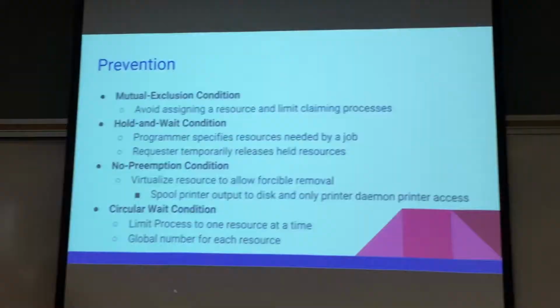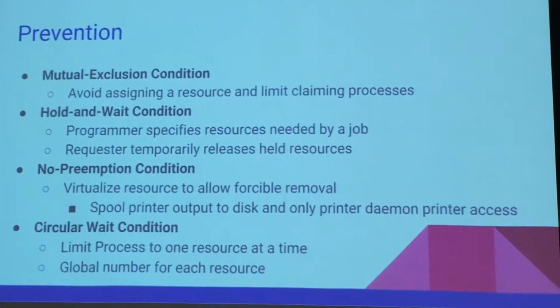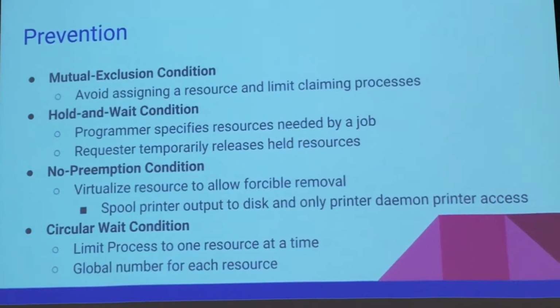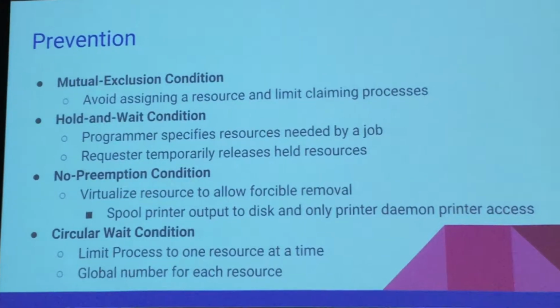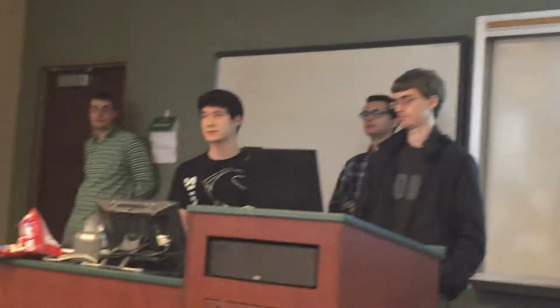So there are four conditions required for a deadlock to occur. To prevent it, couldn't we just block one of those conditions, and that would prevent the deadlock? Well, the first one, the mutual exclusion condition, is when a resource can only be used by one process. We can't prevent it entirely in this respect, but we can avoid assigning a resource and limit the number of processes that can claim it. So it helps prevent conflicts.